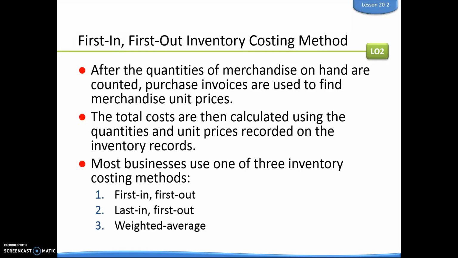Now, most businesses are going to use one of three inventory costing methods. The first one is something called first in, first out, or the second, last in, first out, or the third one is called weighted average.